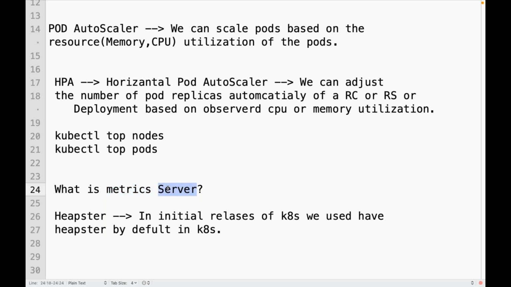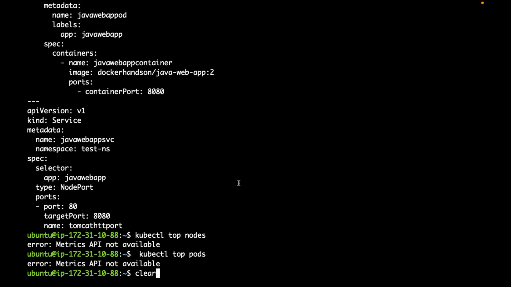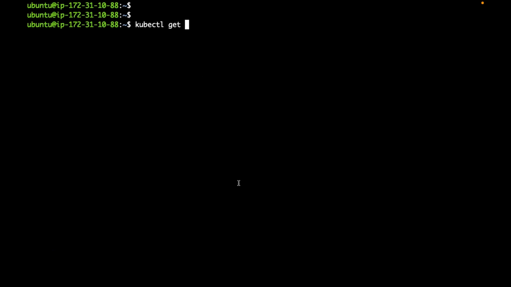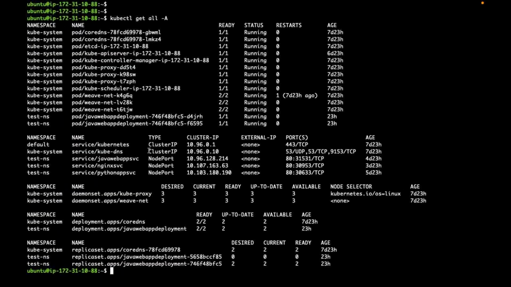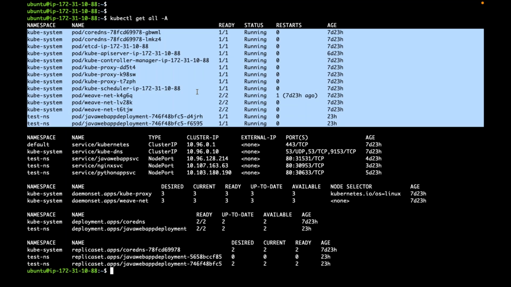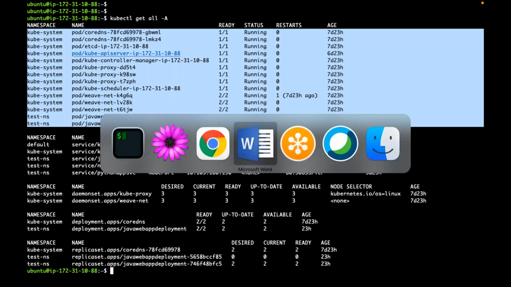But this is not going to be available by default. We need to install this metric server. So do I have any metric server related pods running in my Kubernetes cluster? As of now, in any namespace, do you have any metric server related pods running, whether it's the kube-system namespace or any other namespace? No. So first we need to have that metric server.